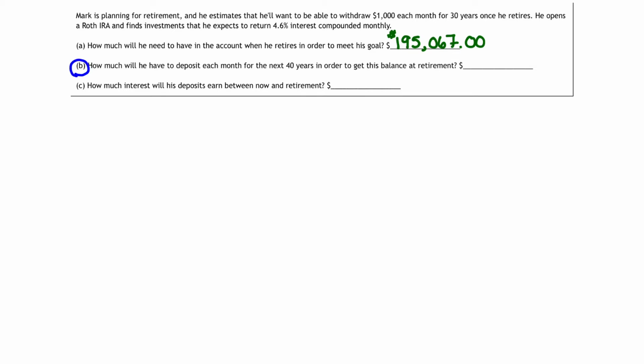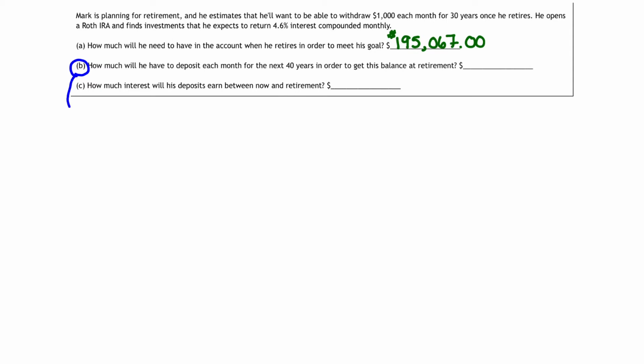Part B asks us, how much will he have to deposit each month for the next 40 years in order to get this balance at retirement? This problem is slightly different than Part A. In Part A, we knew how much we were going to be taking out, and so we had to get that amount in our retirement account in order to make those withdrawals. In Part B, what we're looking for right now is how much we're going to have to save up.